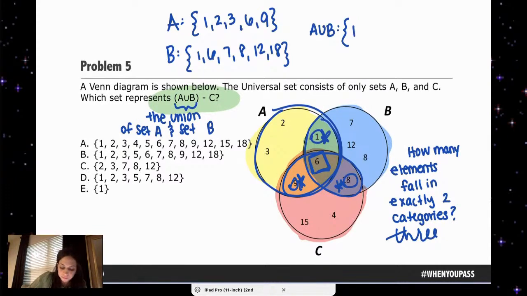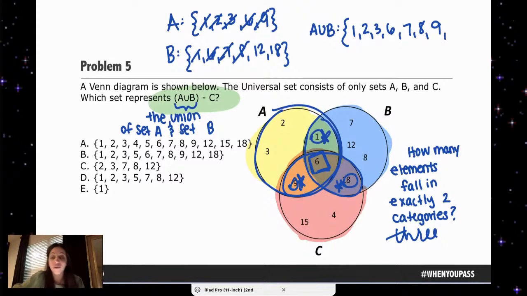So 1, 2, 3, 6, 7, 8, 9, 12, and 18. Really, it includes everything on this screen except for 15 and 4, because those are the only two numbers that don't fall in either A or B, right?